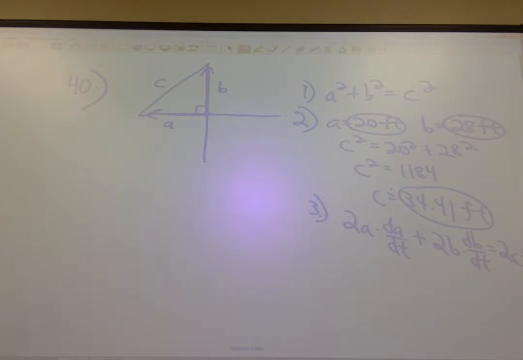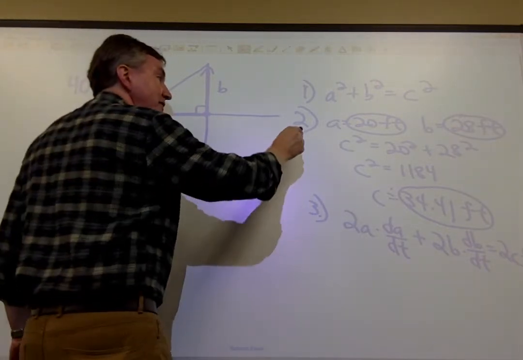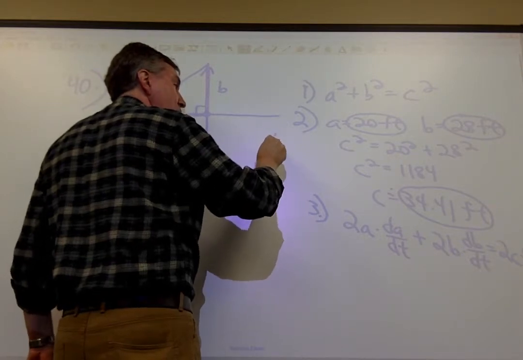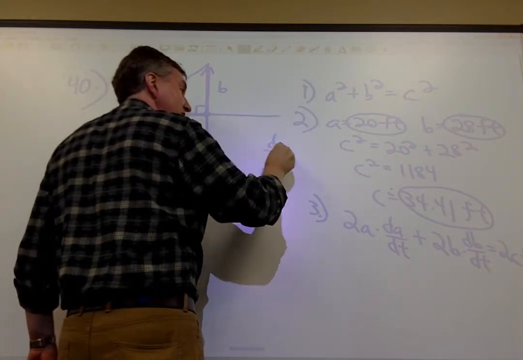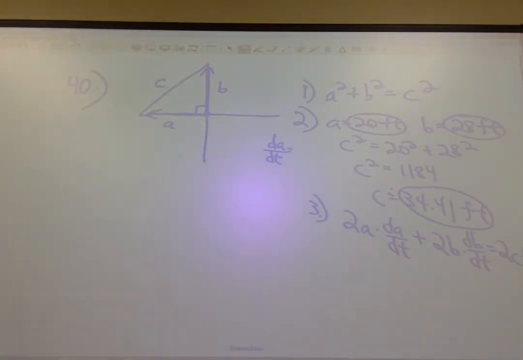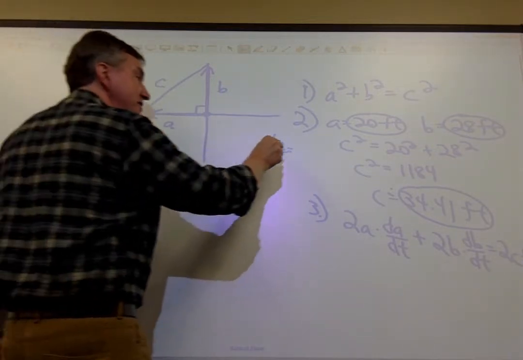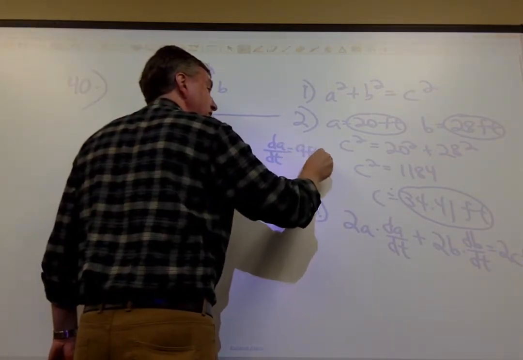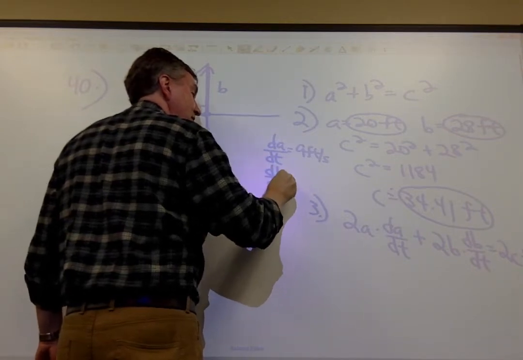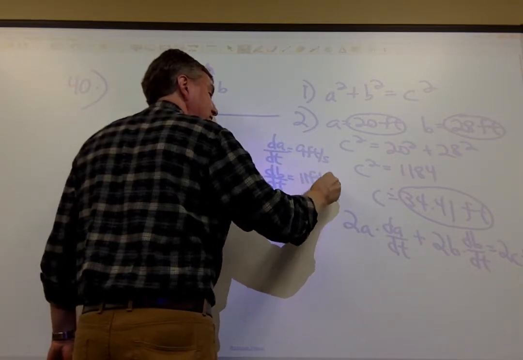Okay? So now, what I need you to go back to step 2 for is I need you to tell me, didn't it say how quickly A was changing? What is dA dt from the reading of the problem? 9 feet per second. The speeds of the cars at that instant are 9 feet per second and 11 feet per second. So dA dt is 9 feet per second. And what's dB dt? 11 feet per second.